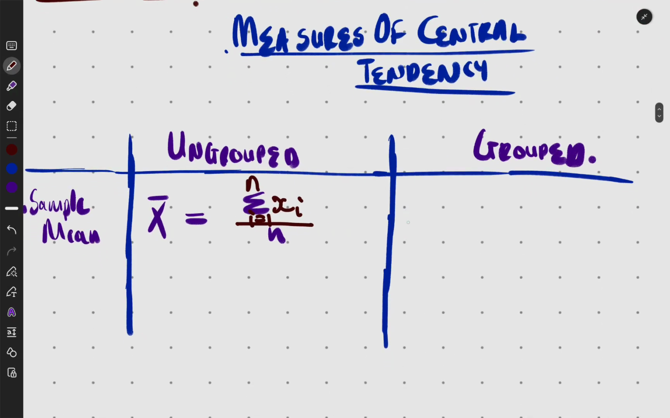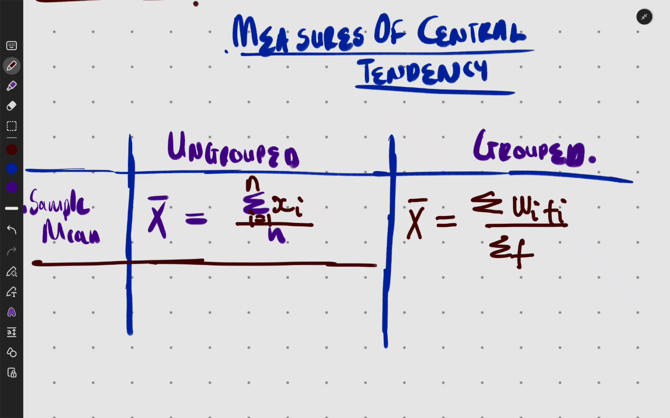And for grouped data, we'll be saying x bar, instead of just an xi, it is now going to be the sum of wf, where w is the midpoint and f is your frequency, the sum of wf divided by n. This is the one which we use for grouped data. We can even say divided by the sum of frequency, which is going to be the total number of things. That is for grouped data.